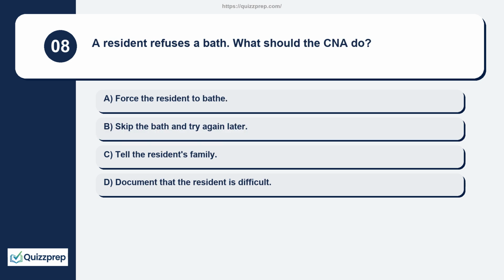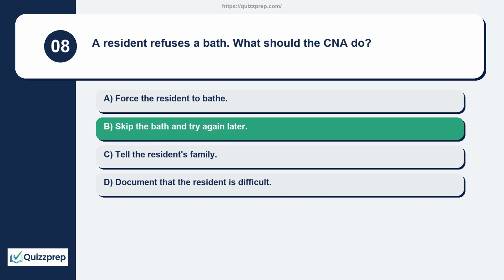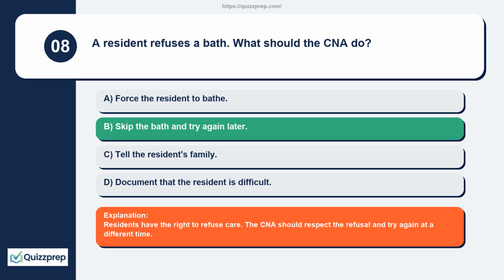Question 8. A resident refuses a bath. What should the CNA do? Force the resident to bathe. Skip the bath and try again later. Tell the resident's family. Document that the resident is difficult. Residents have the right to refuse care. The CNA should respect the refusal and try again at a different time.